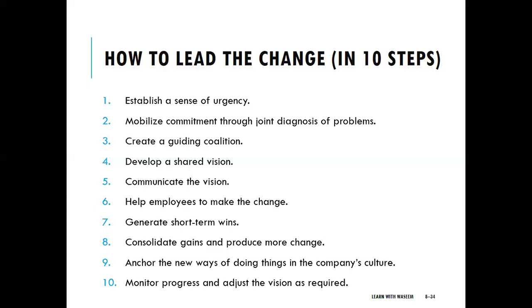So these were the steps of how to lead the change, and these are the 10 steps you can see on the screen, which I divided into three different stages. The first was the unfreezing stage, the second was the moving stage, and the third was the refreezing stage. I explained this whole process with the example of Nokia, and I hope you understood this topic. If you don't, then please contact me through my email, which is available on the last slide of this presentation.